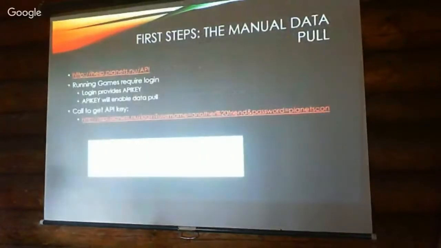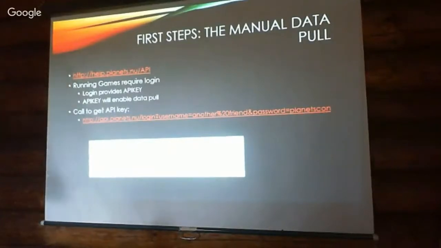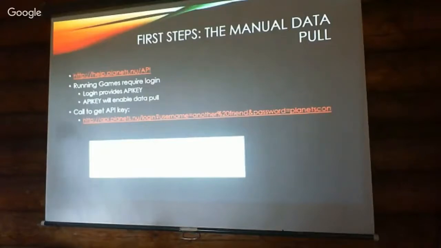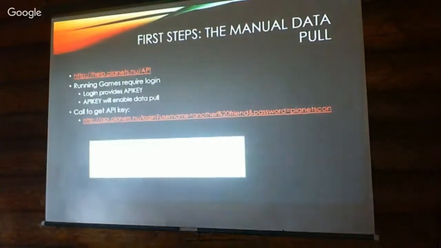Okay, so the first step, the manual data pull. You get all of the information on how to use the API on the web documentation, the Help Planets NU API. In order to pull data for a game that's still running, you need to log in to get your API key. For finished games, you can just look at the data without doing anything really. You can just do an API call, which is nothing but a URL with a few parameters. You just use it in your browser.